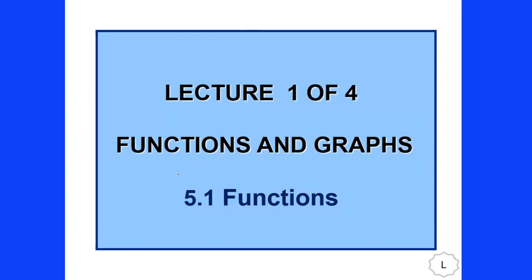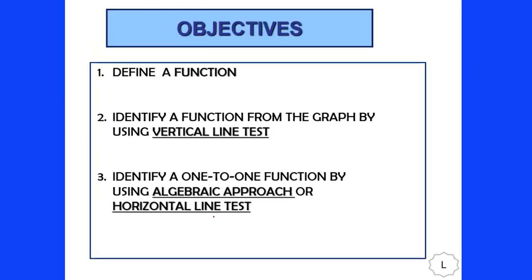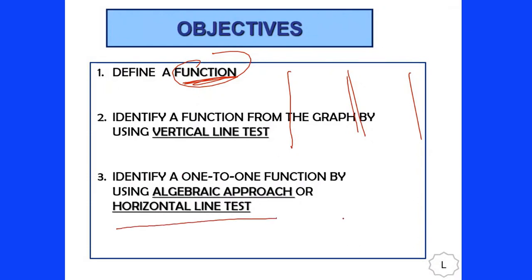Okay, function. The first lecture, function. Objective: define a function, name for function. No function, right? This is very important. Identify the function using the vertical line. So remember, vertical. Then identify one-to-one using horizontal line.